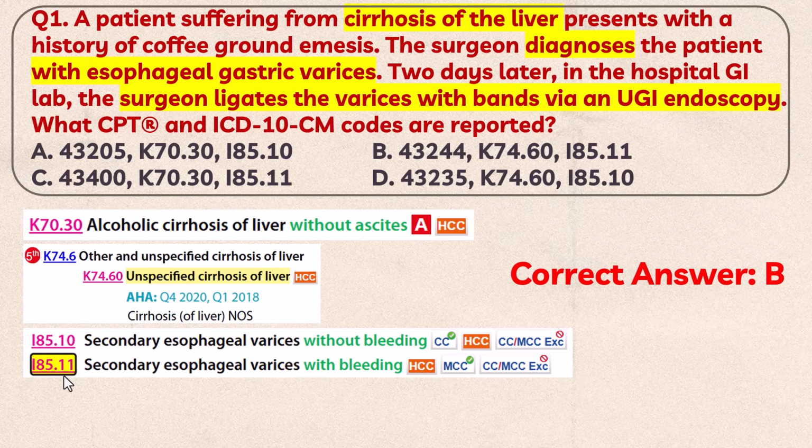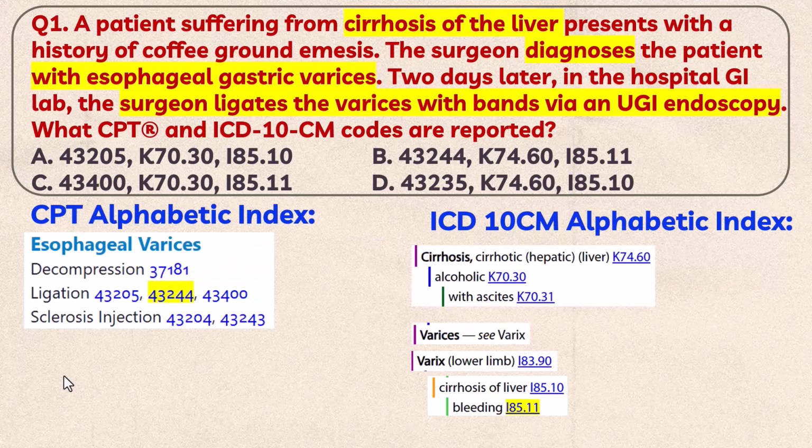So if you encounter this case in a real working scenario, you have to use the alphabetic indexes of both CPT and ICD-10-CM. When you go to the CPT alphabetic index, first you search for the main term esophageal varices, then go to the subterm ligation. It will lead you to the following three codes. Again, come back to the tabular list and confirm the answer.